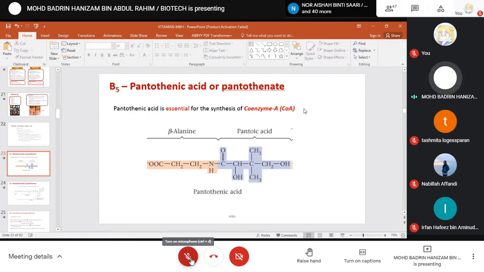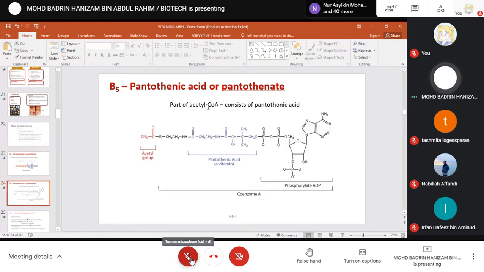You cannot process, and you cannot have your energy metabolism properly, and at the end of the day, it's very fatal for humans. So we need pantothenic acid for coenzyme A. This is the structure of pantothenic acid. It consists of beta alanine here. This tail here is alanine, and the head is pentoic acid. So alanine and pentoic acid, you have pantothenic acid.